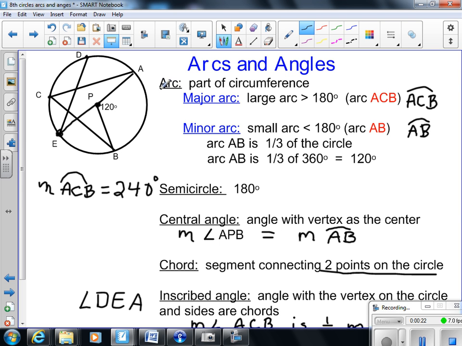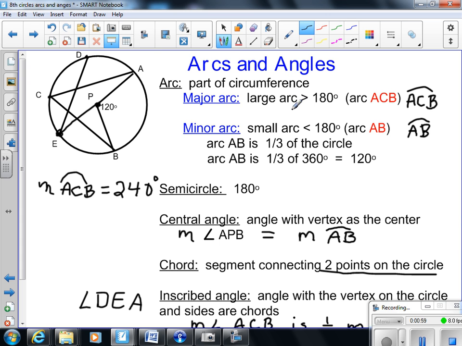Now an arc is part of the circumference of a circle, so it lies on the outside part of a circle. You can have two major types of arcs. You can have a major arc, which would be greater than 180 degrees, or you can have minor arcs, which are less than 180 degrees. Okay, so let's take a look at an example of each one. We have arc ACB, which is a major arc because it is greater than 180 degrees. A minor arc would be arc AB.